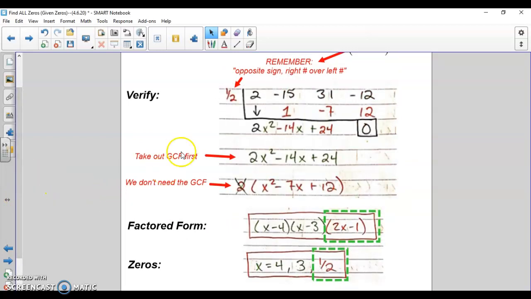So again, 3 things I need to see. Verify, so I need to see synthetic being done. Factored form. I'm going to give you the sets of parentheses on the worksheet for you, so it shouldn't be too crazy. It should kind of walk you in the right direction.